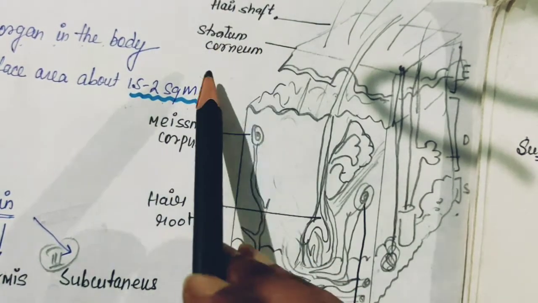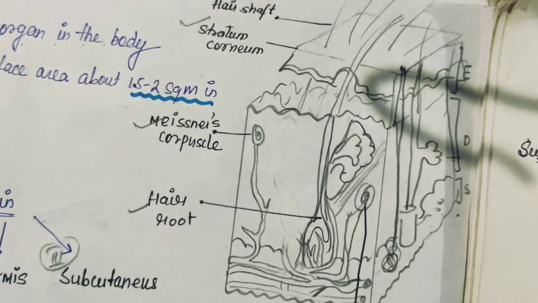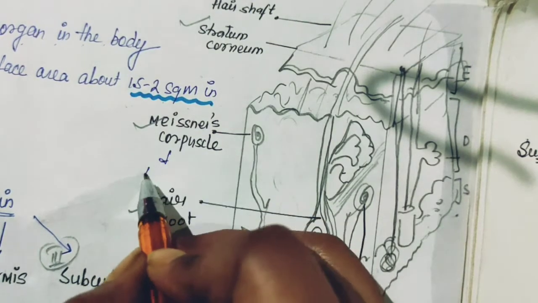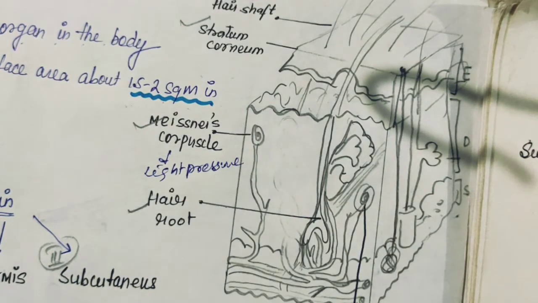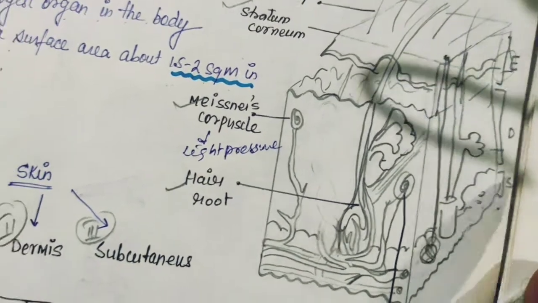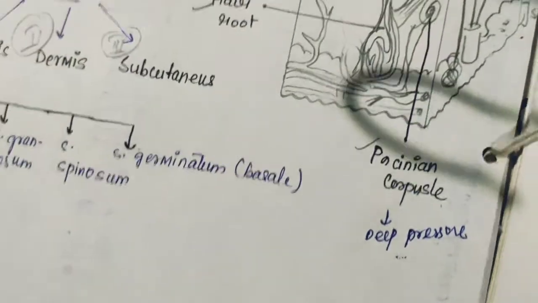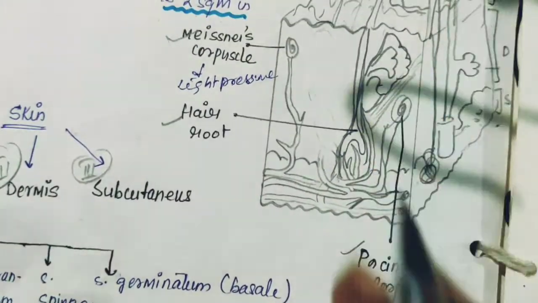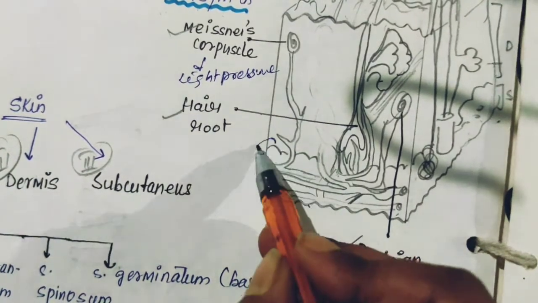In this you can see I have mentioned some very important things: the stratum corneum, Meissner's corpuscle, hair roots, and Pacinian corpuscle. What do the corpuscles do? These are sensory receptors. Meissner's corpuscle helps with light pressure. The Pacinian corpuscle helps with deep pressure. And these are all free nerve endings, which provide us pain.